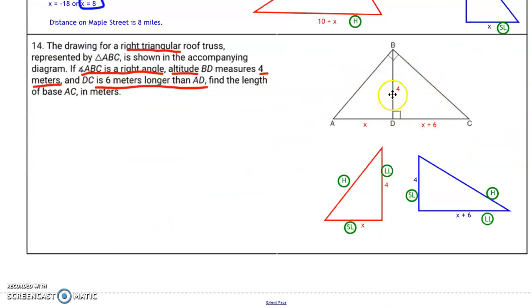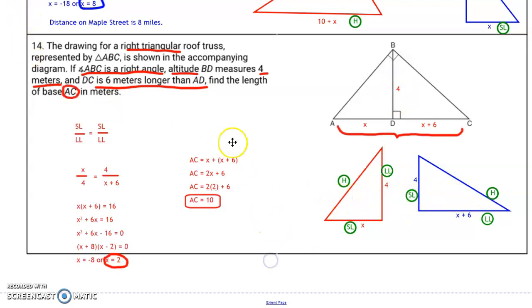I'm given 4 as the altitude, so I just label the sides that I'm given, and I try to do that cross multiplication, which is going to be shown here. All right, here you can see I set up the proportion. I cross multiplied. Here is another example of a quadratic. You must be prepared to solve a quadratic because it is possible that you will be asked this question on the Regents. Anyway, we find our result, which is x is equal to 2.